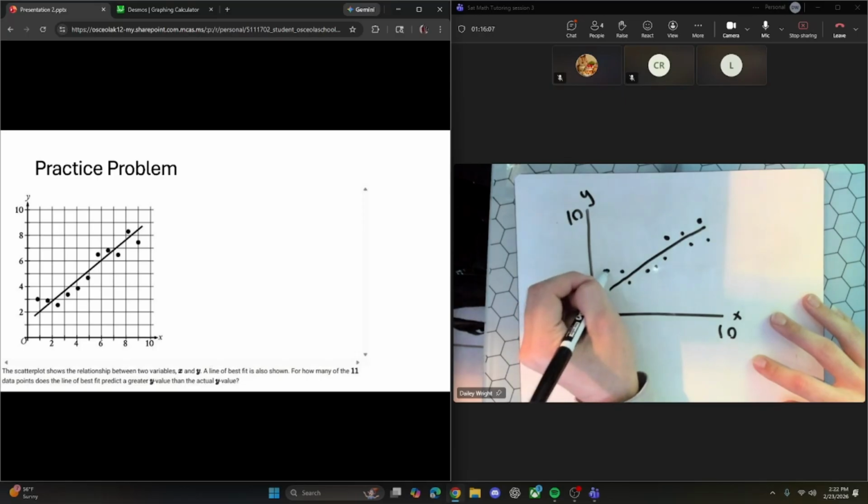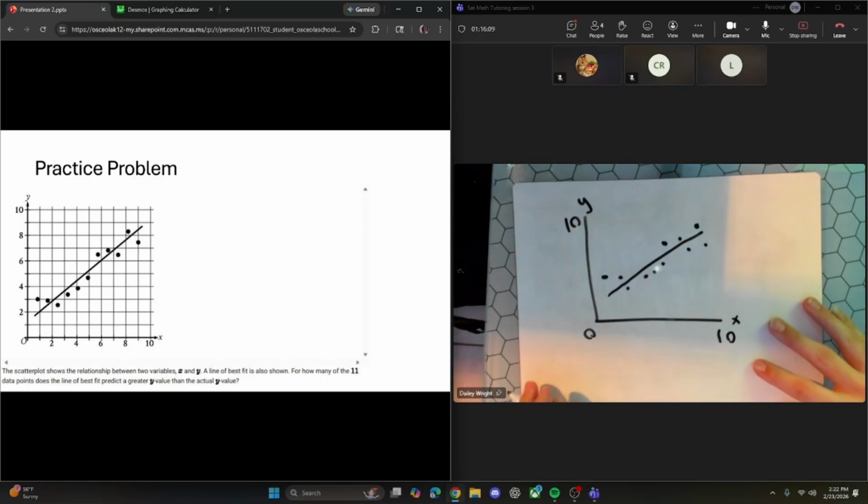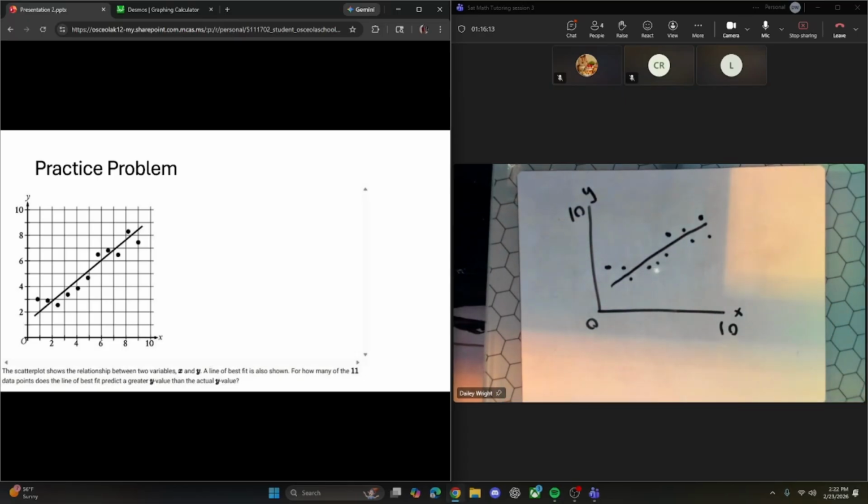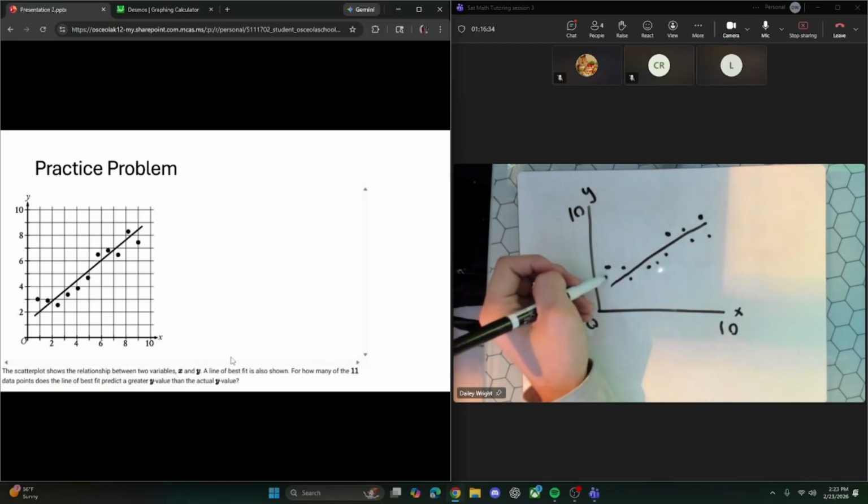Okay, here we go. So this is kind of how our line looks. It's asking: how many of the 11 data points does the line of best fit predict a greater y value than the actual y value? So you might get tripped up when you see "greater" and think, okay, I want to be looking at the points that are above the line.